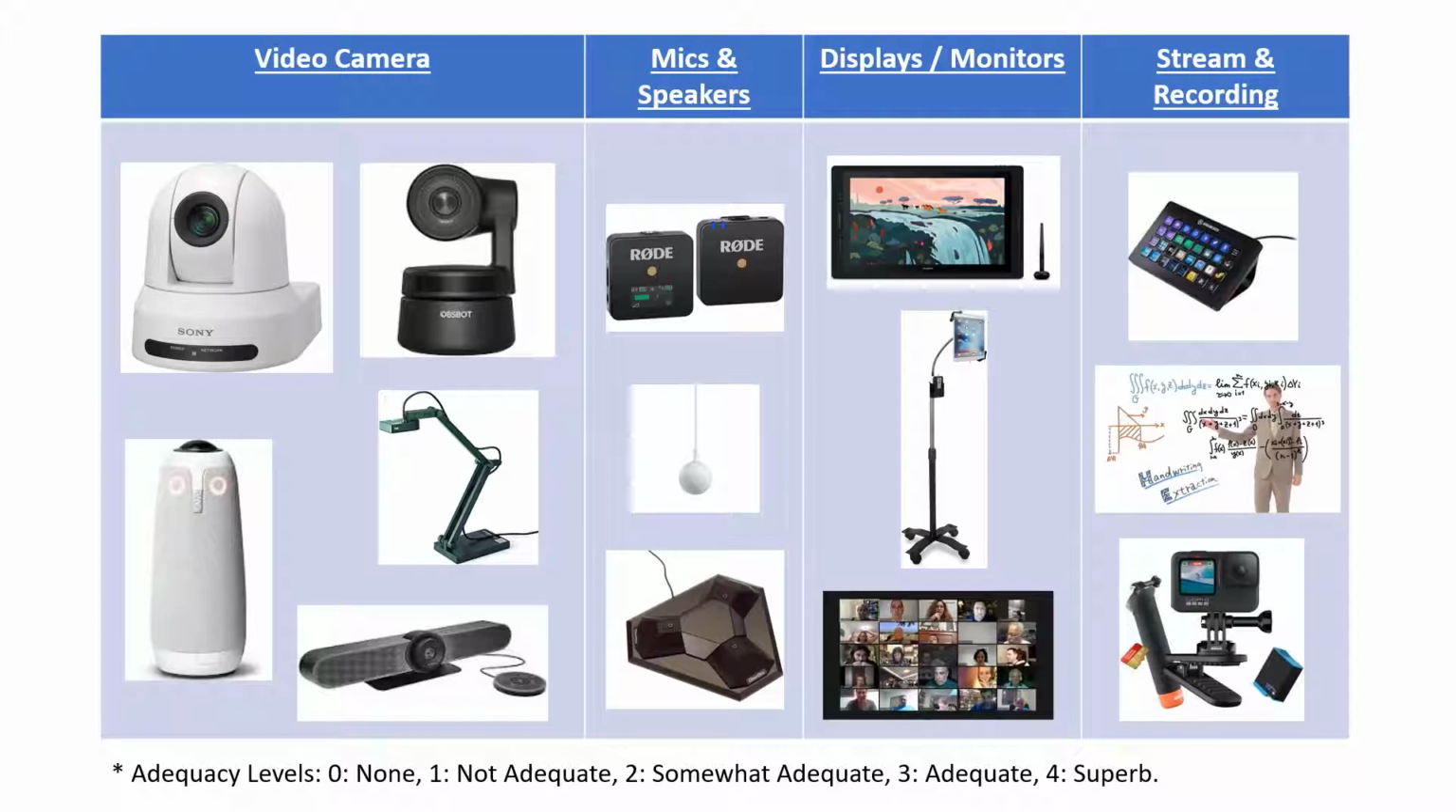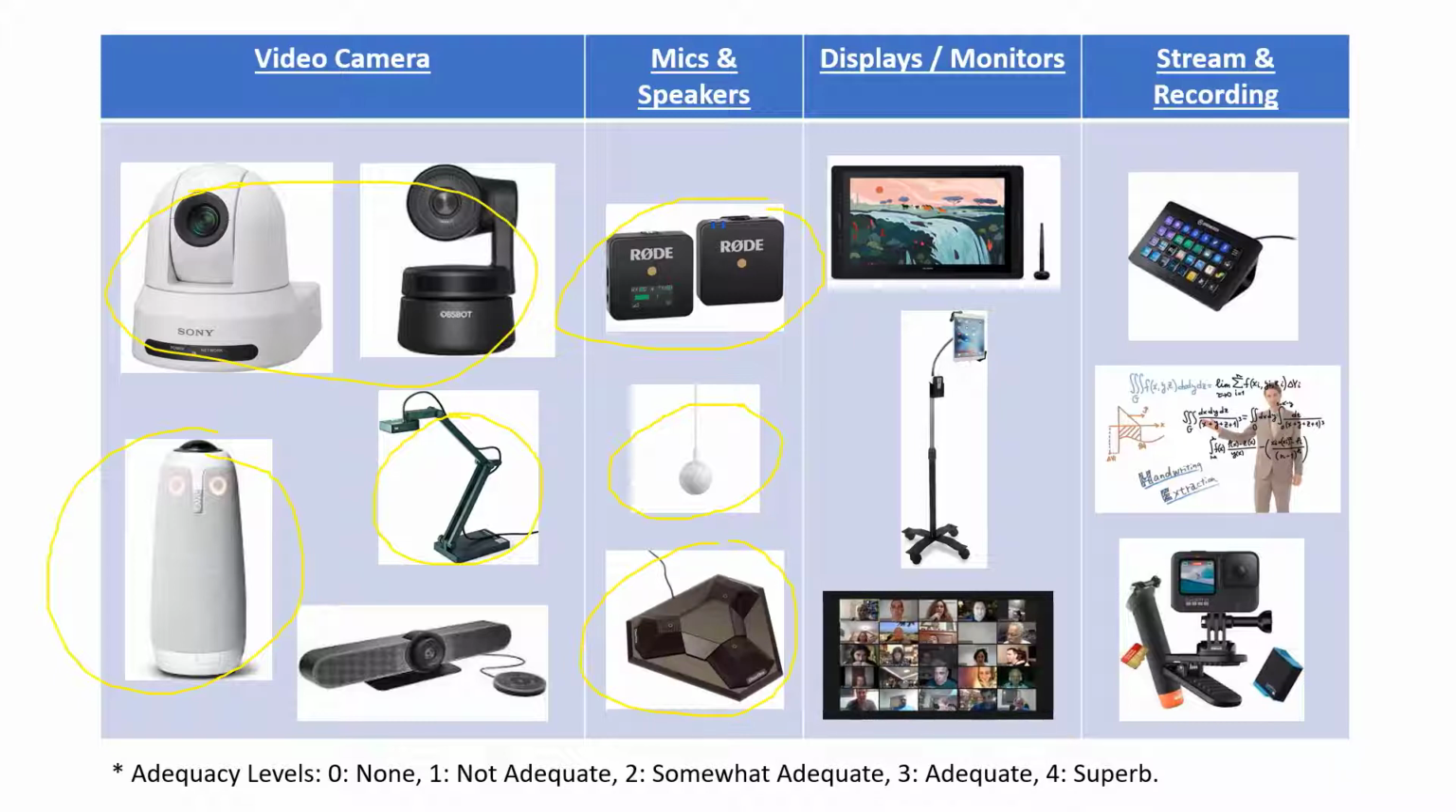So here are some sample equipment, starting with PTZ cameras that could be mounted on the ceiling or on the wall. And this is the Meeting Owl, one of those omni video camera, microphone, and speaker combined. This is an overhead document camera. And then moving on to audio, this is a microphone that the instructor would wear. And then this would be a microphone that's on the ceiling, or you could have a microphone on the student's desk.